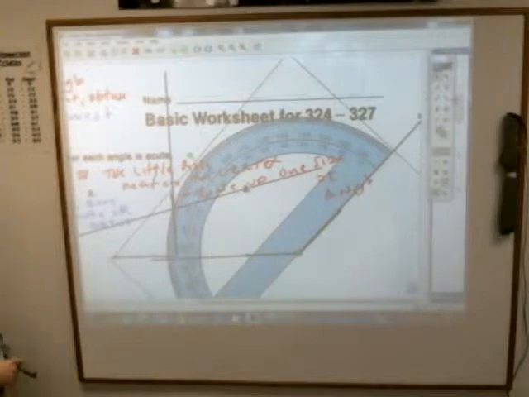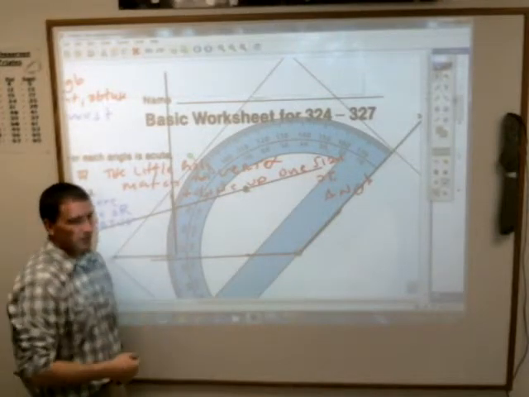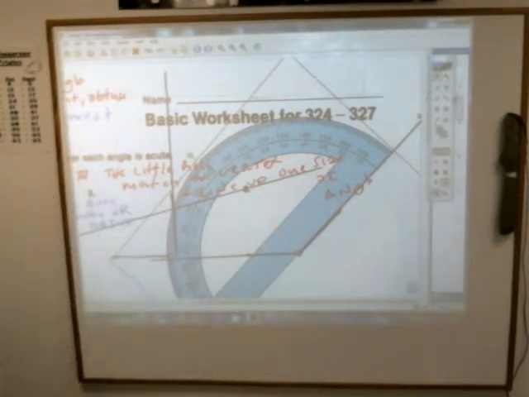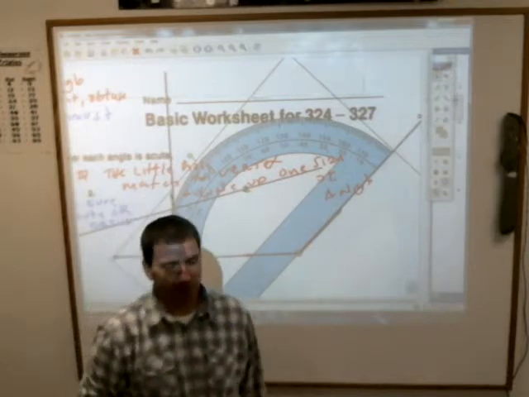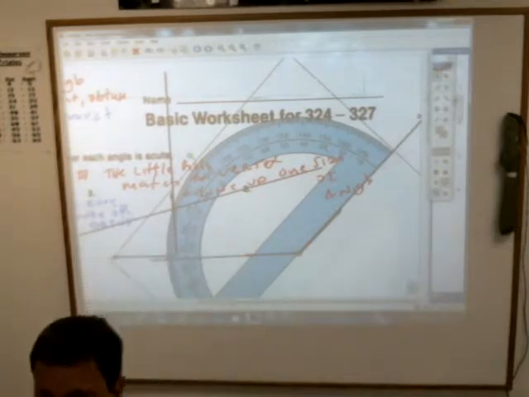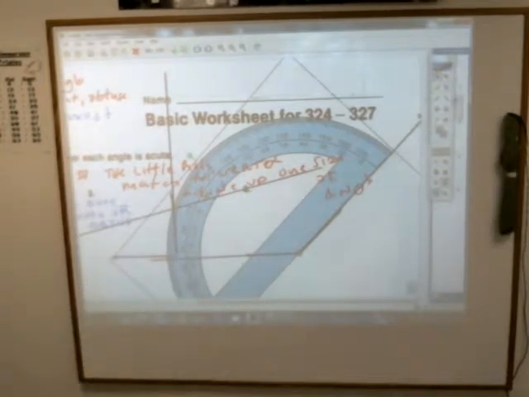It looks like mine ends up being close to 135 degrees. Yours is probably going to be relatively close to that. If you got 45 degrees, that meant you read the wrong side of the protractor because it can't be 45 degrees and be an obtuse angle. And that happens very, very frequently. Go ahead and measure the rest for me there. If you're having trouble, raise your hand. What's that?